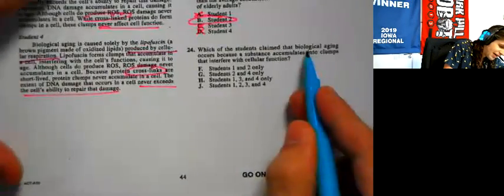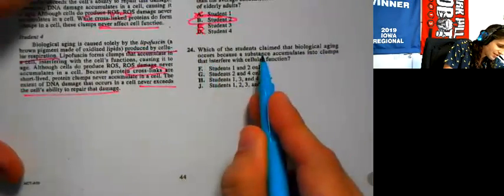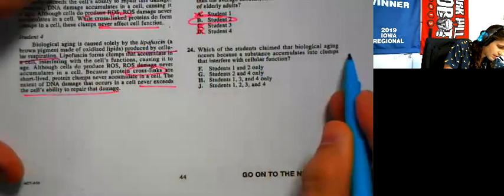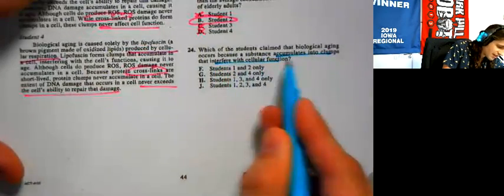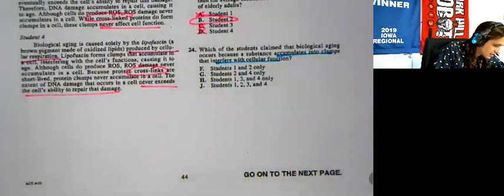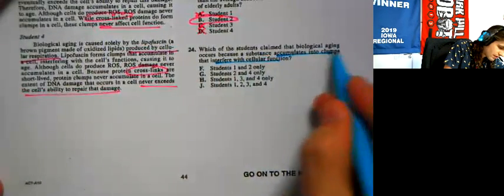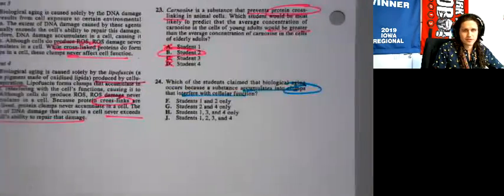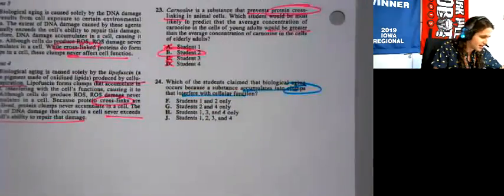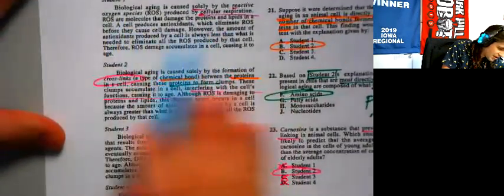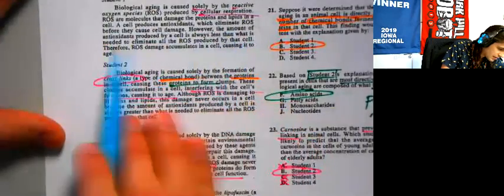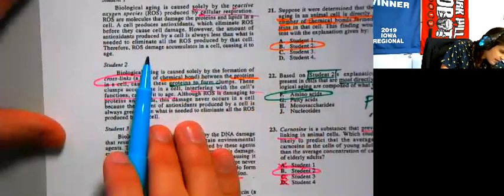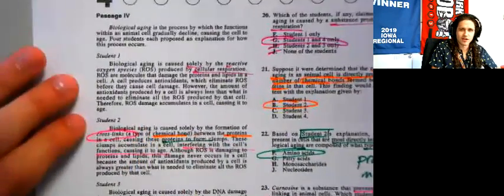Which of the students claim that biological aging occurs because a substance accumulates into clumps that interfere with cellular function? Okay. Clumps. You get to search for the word clumps, quite literally. Where do we find clumps? Any clumps in one? All right. One doesn't talk about clumps. One doesn't talk about clumps anywhere.